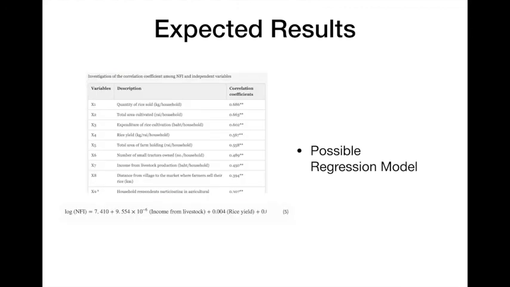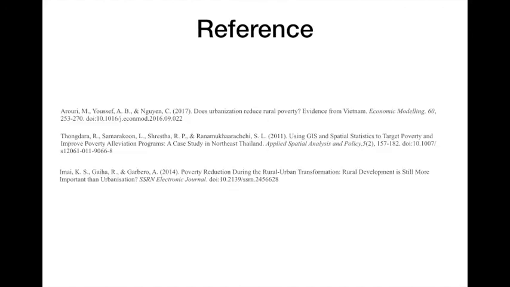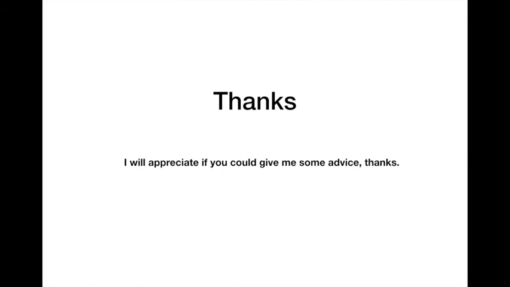The last one is when I find some related factors, I will use the regression functions to build a possible regression model. And when I have this model, I could use this model to predict some situations in other areas. This is a reference about the three literature. This is all my presentation for the project proposal.